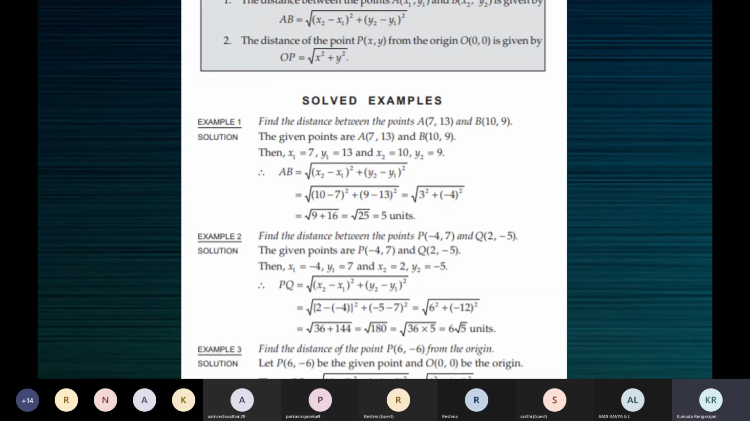So root of 6 square plus minus 6 the whole square, so 36 plus 36. When you have square root of 36 plus 36, you know 36 is a perfect square. So don't add 36 and 36. Instead, you treat it as square root of 2 into 36.